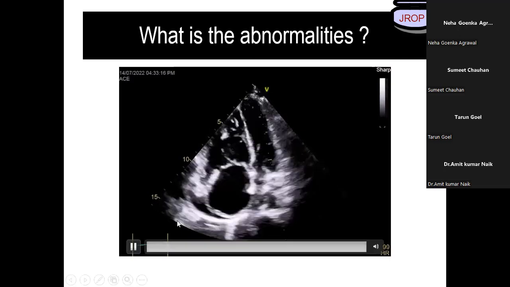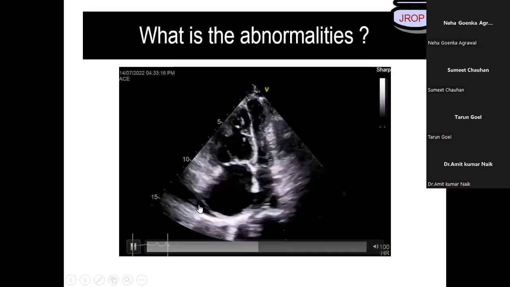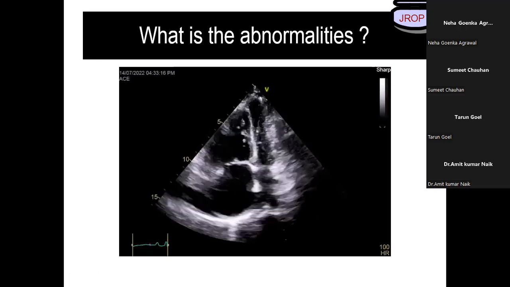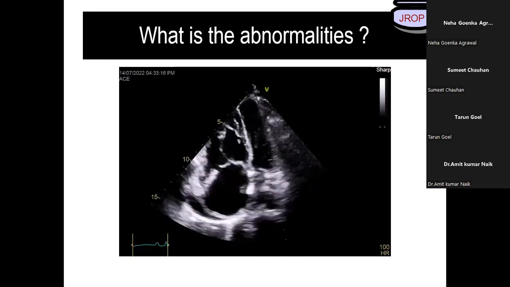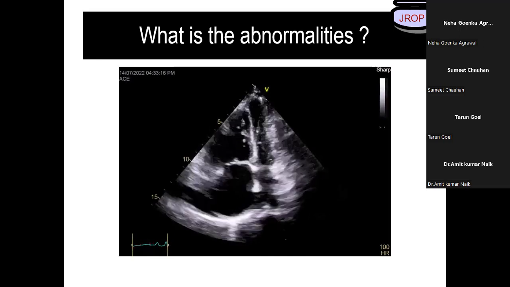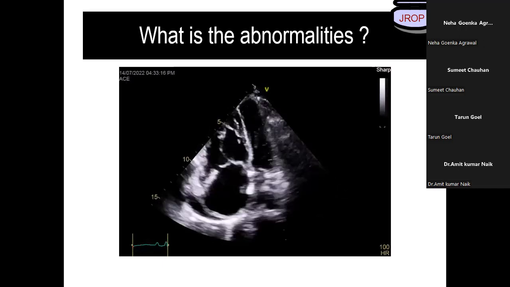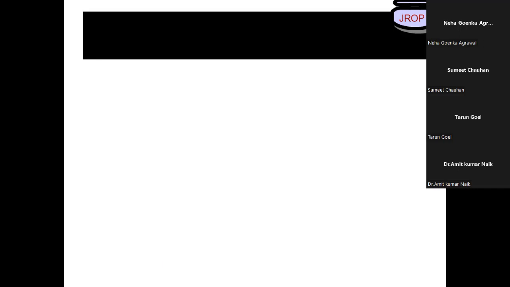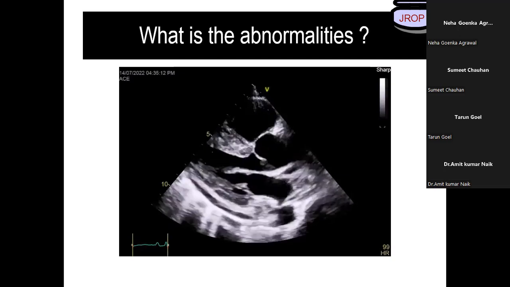Now you can see a picture again, and my arrow is pointing over there. Pericardial effusion. Yes, sir. If a patient of pulmonary embolism develops pericardial effusion, good prognosis or bad prognosis? Bad prognosis. All right.